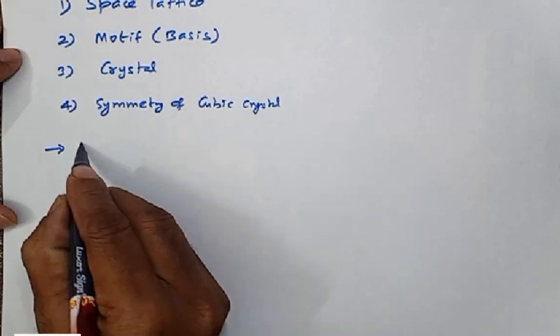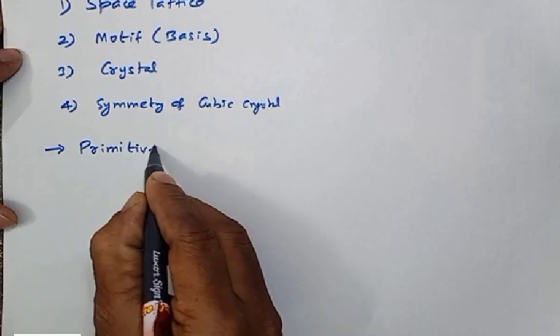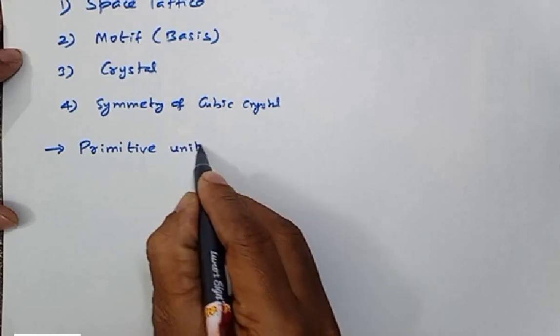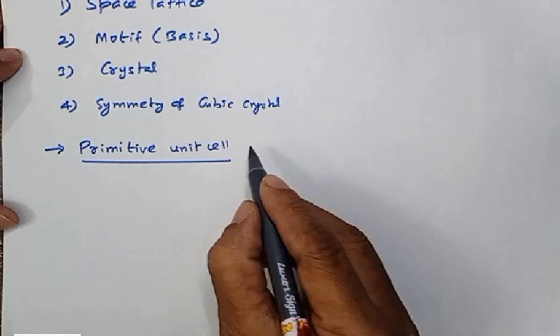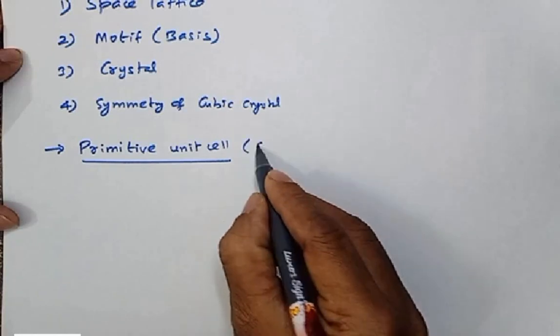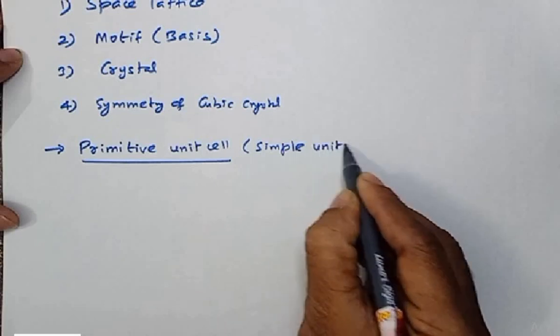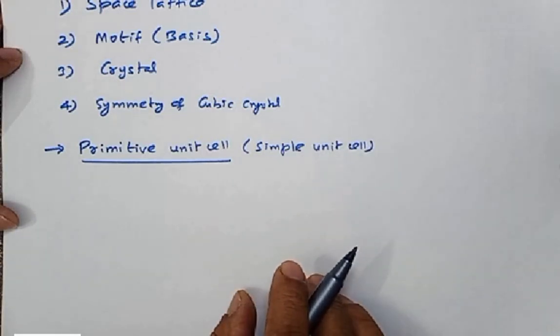Okay, so I am going to introduce you what is meant by primitive unit cell. Take note. Primitive unit cell is also called as simple unit cell. Primitive unit cell is also called as simple unit cell.